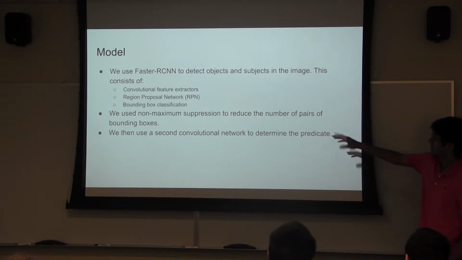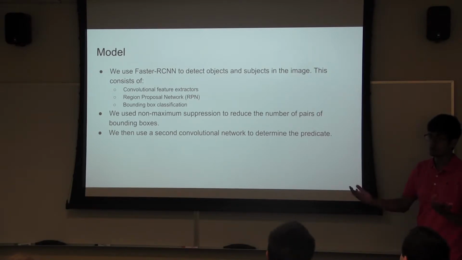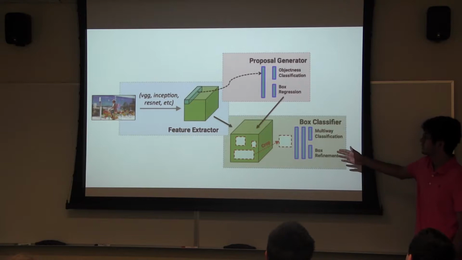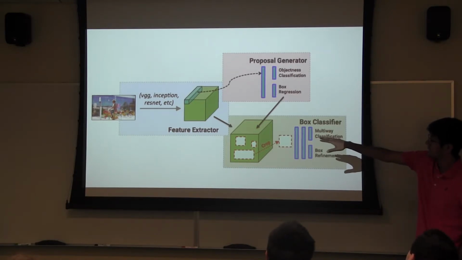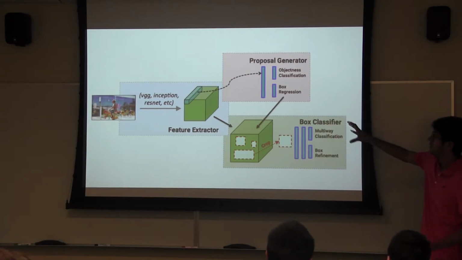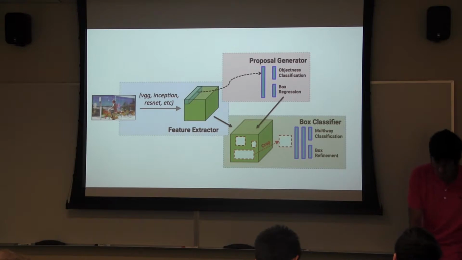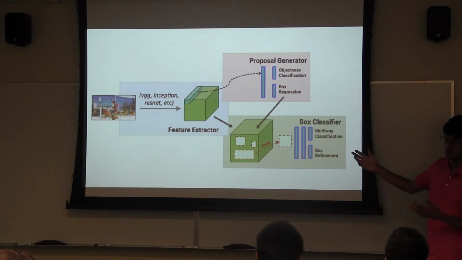Once you detect objects and try to match them up in every possible way, you end up with a huge number of possible predicates, so I use non-maximum suppression to reduce the number of bounding boxes. This is just a diagram of the architecture. A lot of the work is done by the object detection architecture, and all the work of determining where the objects are is done by this model. In terms of results, I've had some problems getting this to work, but I'll have them by Friday.